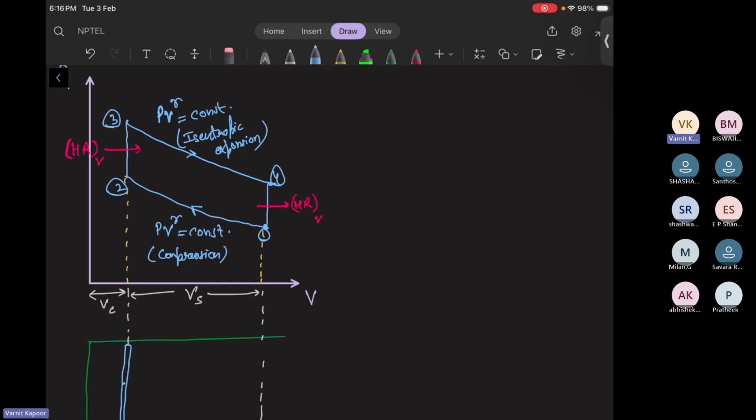And we know that the area under the pressure-volume graph is work done. P dV is your work done for a closed system, not for an open system. This is a closed system scenario. So the area under this whole graph will be your net work done. This depicts that P dV is nothing but your work done.